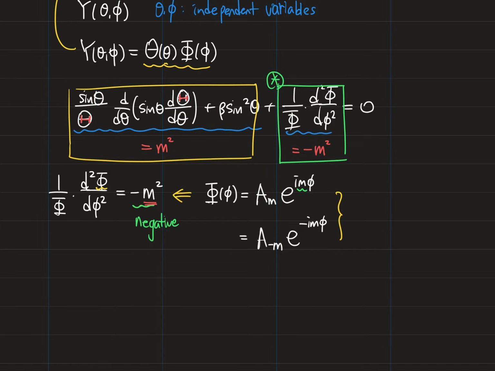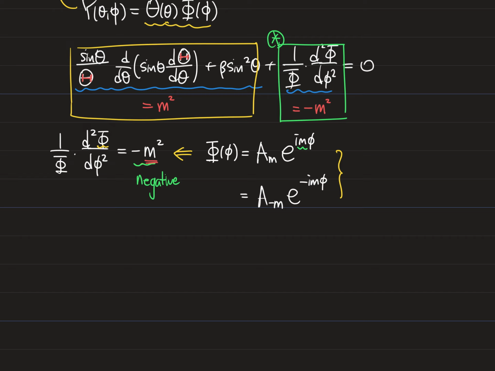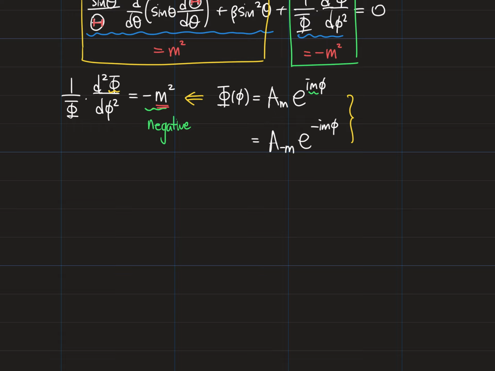So the first condition that we can come up with is the wave function should be a single valued function, right? Wave function should be single valued, because the square of the wave function is related to the probability. So wave function should have only one value at the specific point.